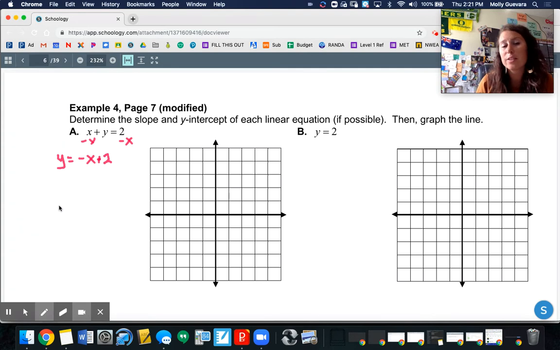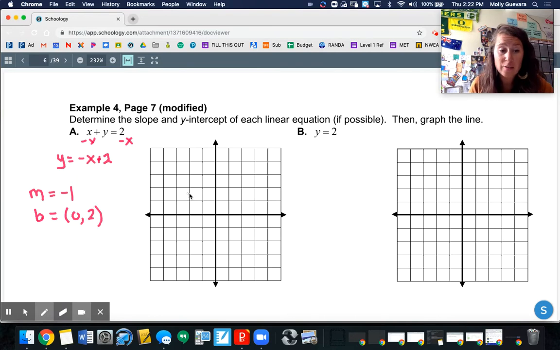Okay, so now it's in slope-intercept form. So now I can tell you what my slope is. It's always the number in front of x. Well, the number in front of x in this case is negative 1. And then my b is always my y-intercept. You always need to write your y-intercept as a point. Okay, so it's always going to be 0, comma, and then in this case, it's 2.